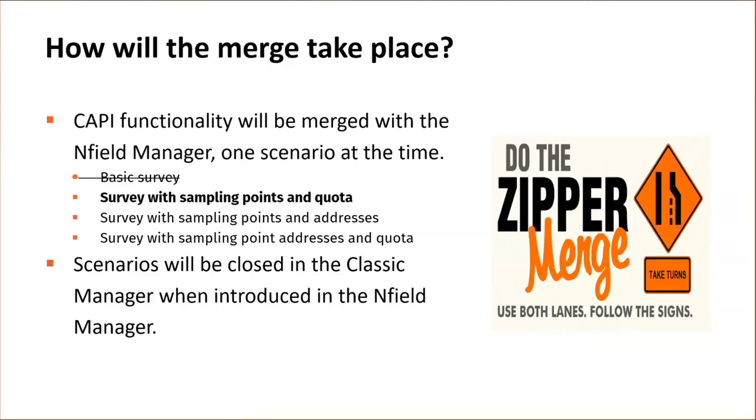If you want details on that one, the previous merge academy, so that was number 3, that completely handled the basic surveys. Next step would then be the surveys with sampling points and quota, and that is the step that we are taking today. And the final steps will be to merge the surveys with sampling points and addresses, and the surveys with sampling points, addresses, and quota.